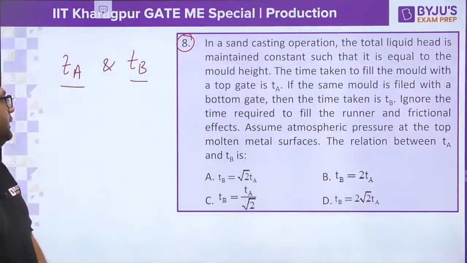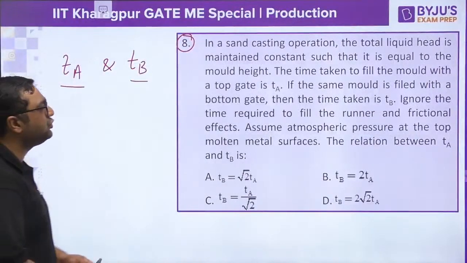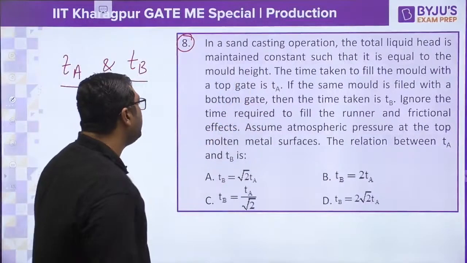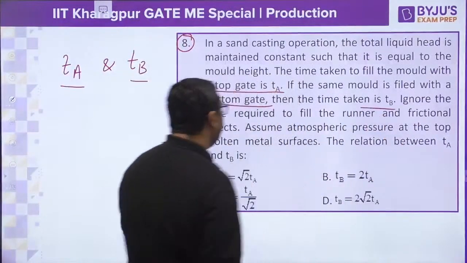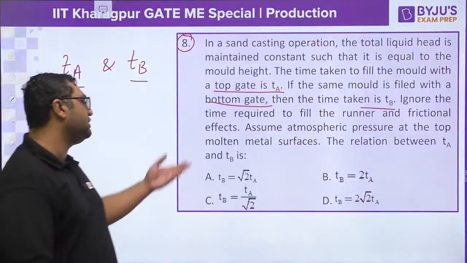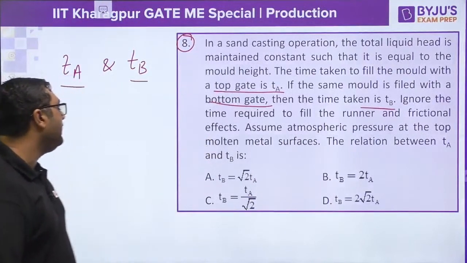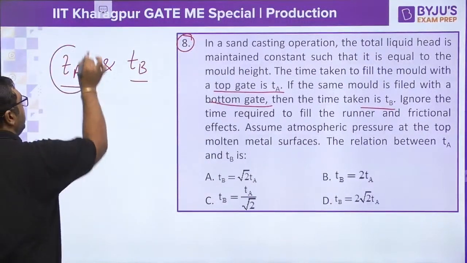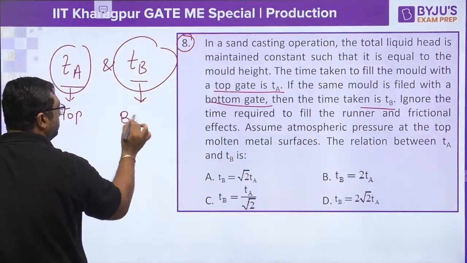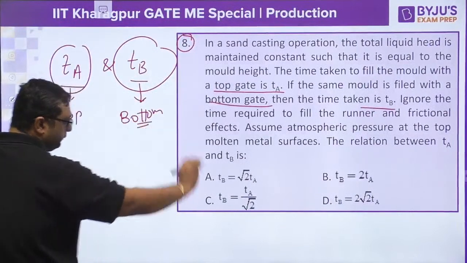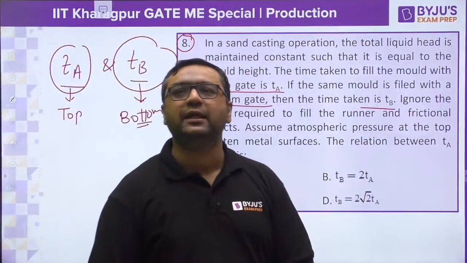In a sand casting operation, the total liquid head is maintained constant such that it is equal to the mold height. The time taken to fill the mold with the top gate is TA and with the bottom gate is TB. Ignore the time required to fill the runner and frictional effects. Assume atmospheric pressure at the top molten metal surface. What is the relation between TA, the time for top, and TB, for bottom? What will be the answer, guys? Yes, Kishan, this is for mechanical.